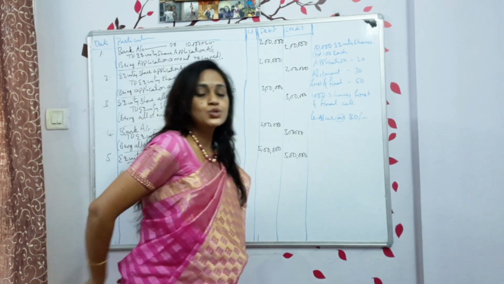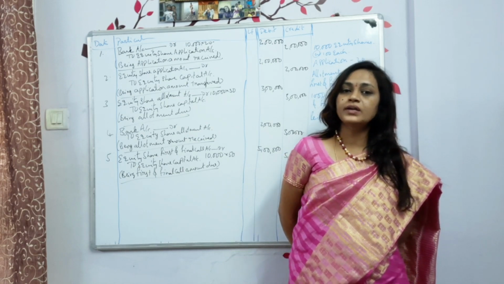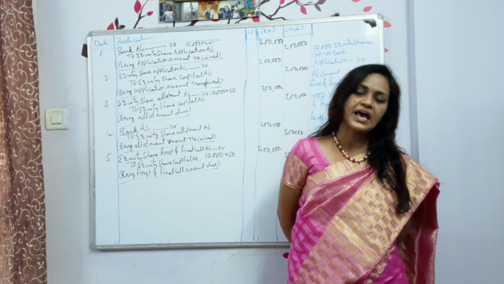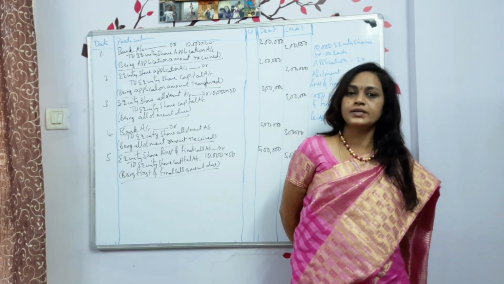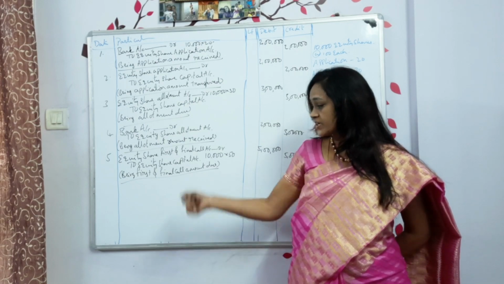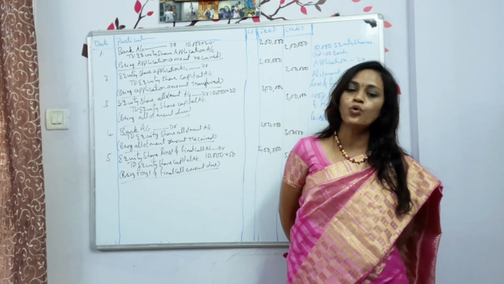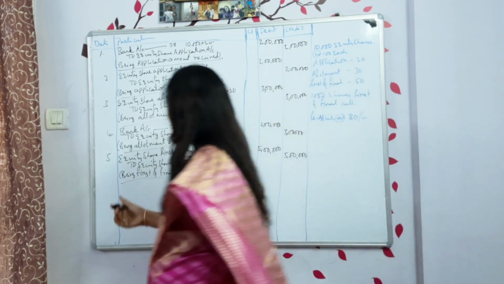There are different methods to do this one. Number 1, you can call the amount which you have not received as calls in arrears. That is called calls in arrears. So you can show it as calls in arrears, or else you can write only the amount exactly received. Any method you can follow. Okay. So let's see the journal.